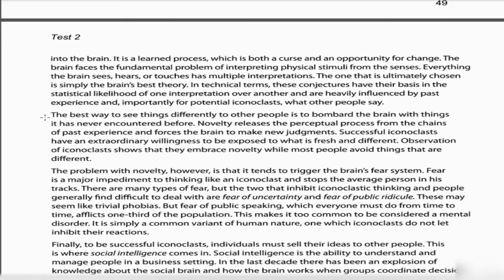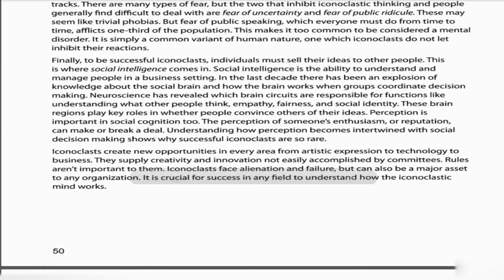Let's look at this one. The best way to see things differently to other people is to bombard the brain with things it has never encountered before. So see things differently seems to be what that is about. The problem with novelty, however, is that it tends to trigger the brain's fear system. So this is about the brain's fear system. Finally, to be successful iconoclasts, individuals must sell their ideas to other people. So sell their ideas. Iconoclasts create new opportunities in every area, from artistic expression to technology to business. So that's what they do. They create new opportunities. That's our main idea there.